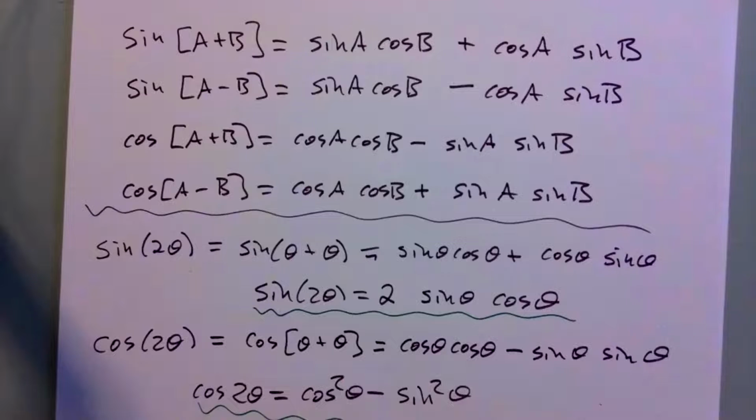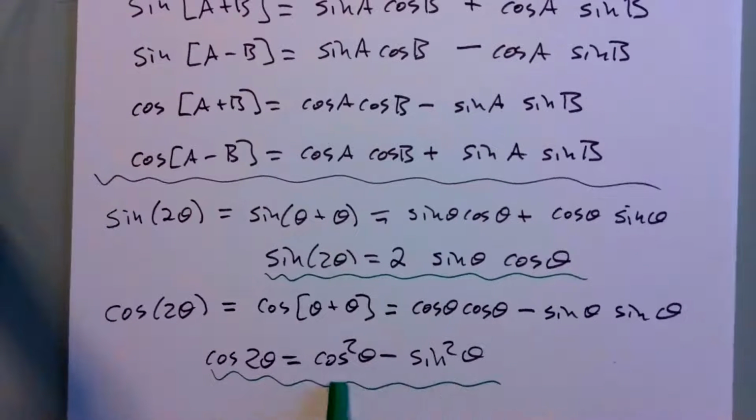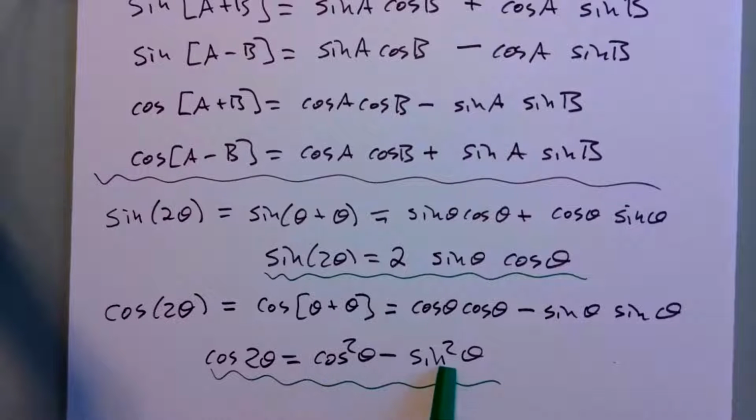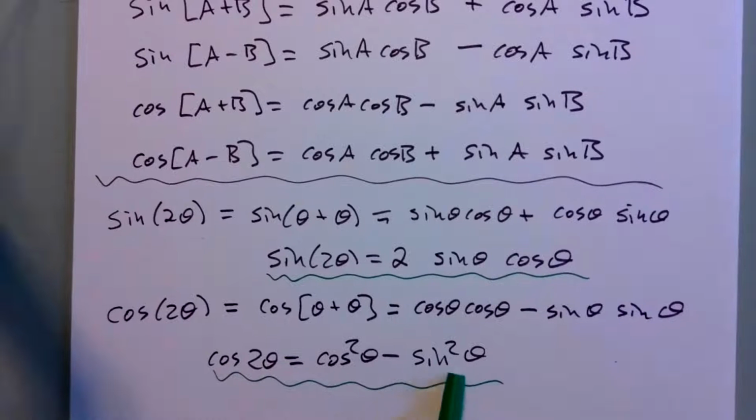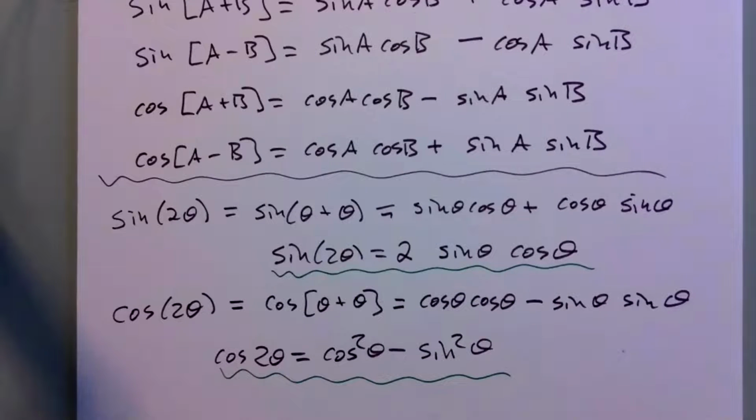With the Pythagorean identities, you could write this in many different ways. You could rewrite cos squared as 1 minus sine squared. You could rewrite sine squared as 1 minus cos squared. So there are many ways for us to rewrite this. But these are the 2 you want to remember. So add those to your collection.